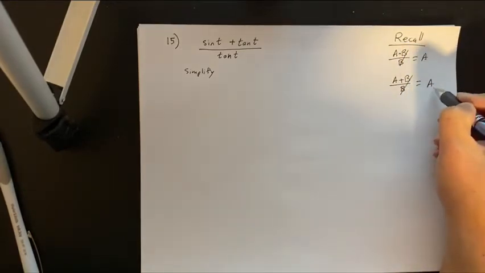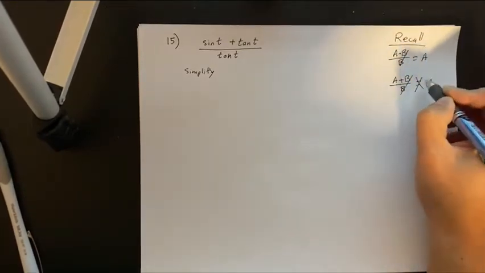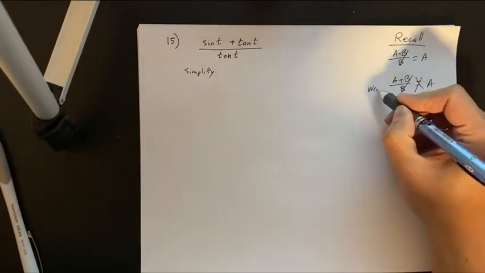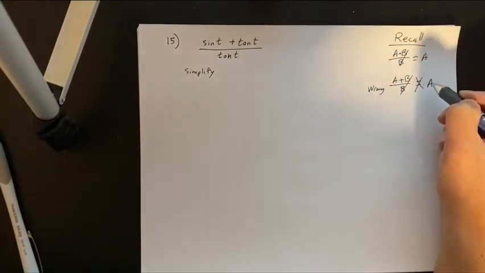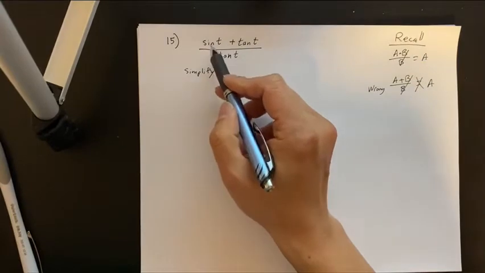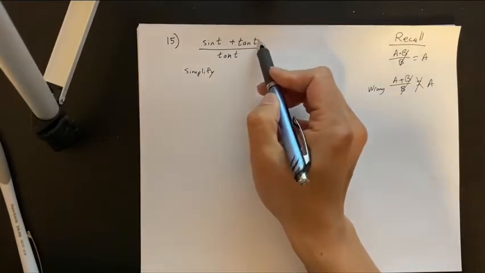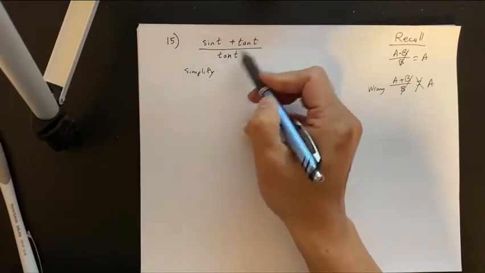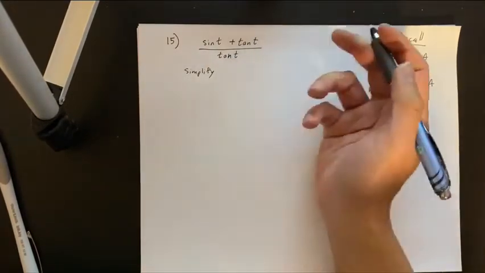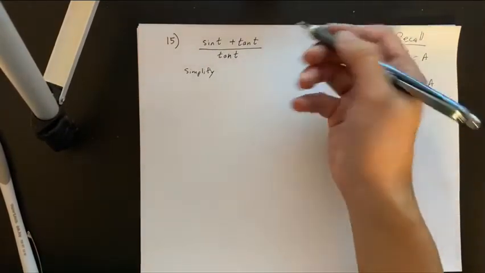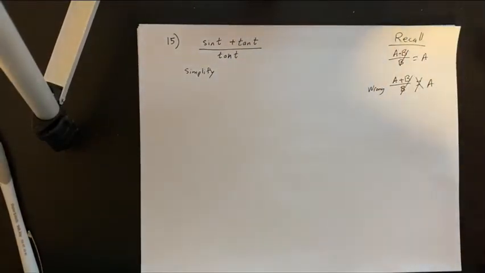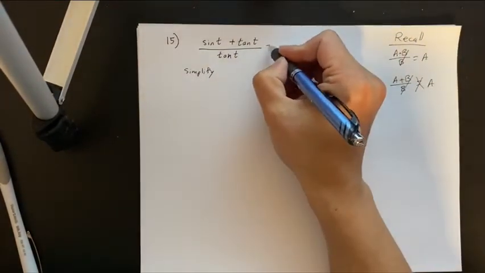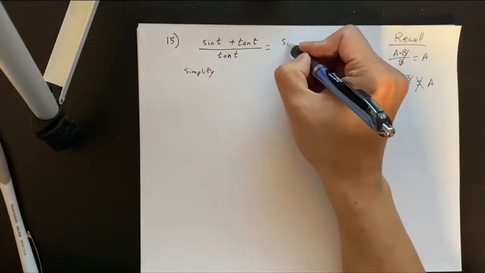It is not equal to a. So this is wrong. Okay, so what do we have here? Sine of t plus tangent of t, divided by tangent of t. So you cannot cancel out that tangent of t. We have to just rewrite everything to be sine and cosine and then figure out from there. So that's what I'm going to do.